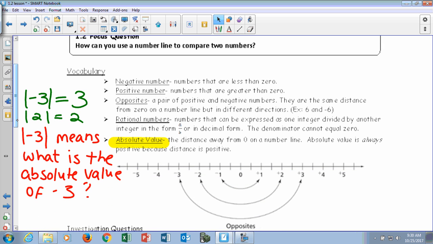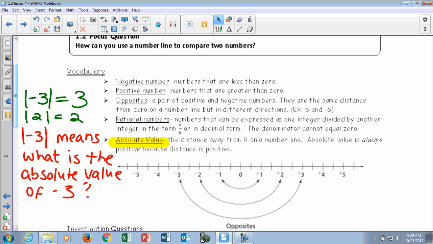All right. Here we go. Now look at your vocabulary words: negative numbers, positive numbers, opposites. That's all stuff we've gone over. So again, rational numbers are numbers that can be expressed as one integer divided by another integer in the form a over b. It's a fraction, right? And we can express fractions as decimals. The only difference with the fraction is the denominator can never ever be 0, because we don't know what that number is.